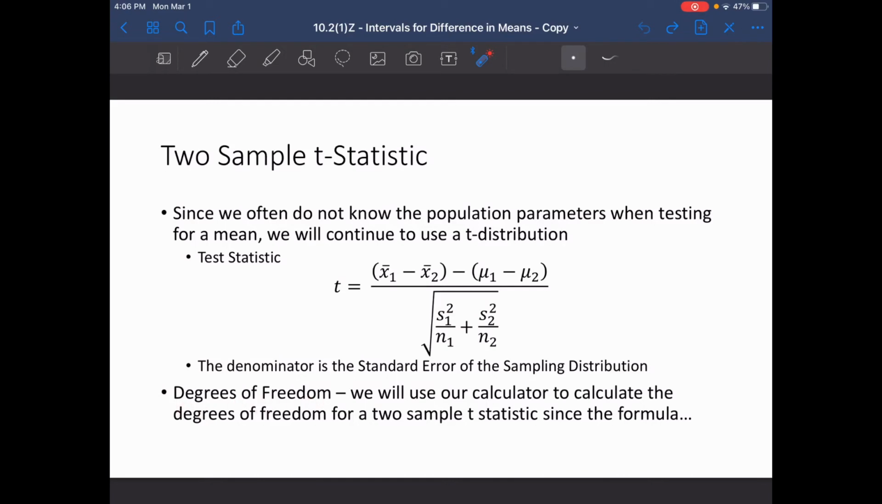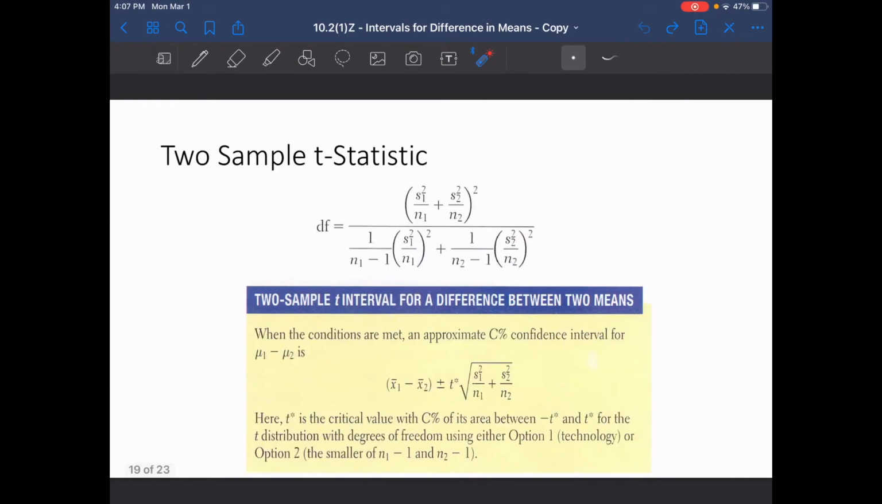Now, when we looked at just one sample, trying to find the mean for one sample, we also had this idea of degrees of freedom. In this case, we are going to use our calculator to calculate the degrees of freedom for a two-sample t-statistic, because the formula for the degrees of freedom is no longer just n minus 1. It is this nice little thing right here. And so I would highly suggest not trying to figure out the degrees of freedom this nice long way, because the odds of entering something in wrong on the calculator are pretty astronomical at this point.